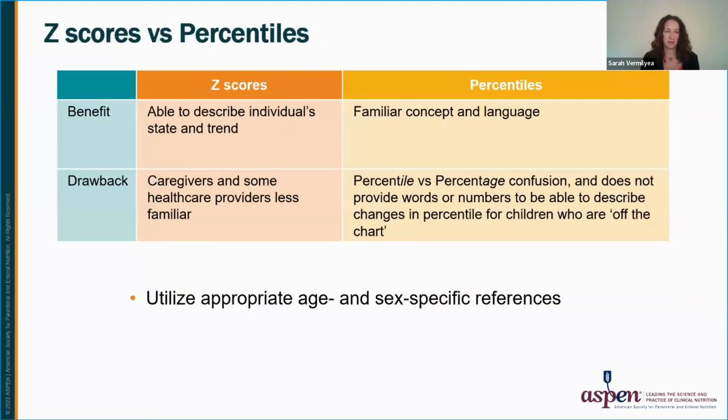And I always like to make a plug in regards to anthropometrics towards Z-score usage also. The benefit of Z-scores is you're able to describe the individual state and trend. The drawback is that caregivers and some healthcare providers are still less familiar with this concept, whereas the benefit of percentiles is that they are a more familiar concept and people are used to the language of those percentiles. There is still some confusion of percentile versus percentage, and there is definitely some education required, especially for first-time caregivers, that we're not trying to get to 100%. That is where the growth curve comes into play, so still some education there.